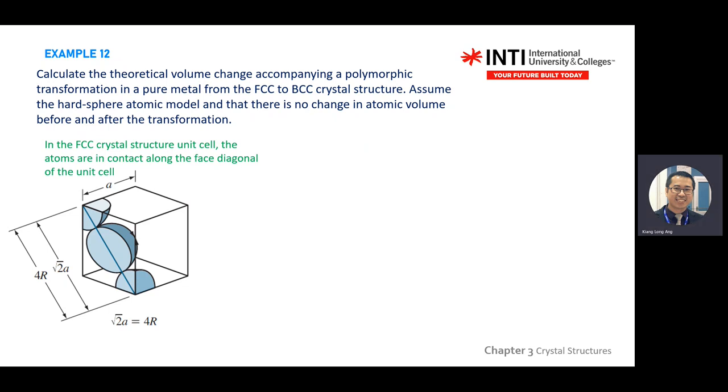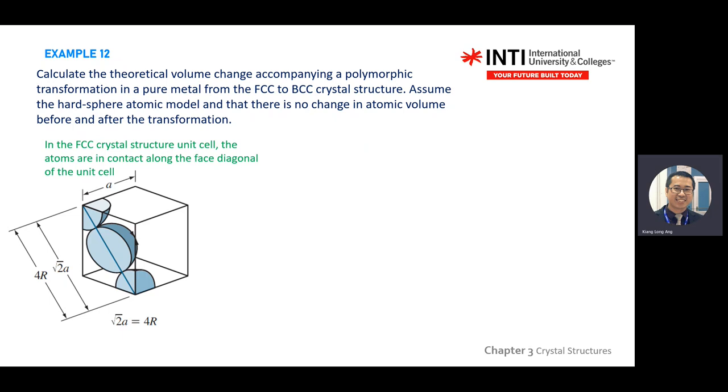For example, it asks you to calculate the theoretical volume change. You know how to calculate volume already. Right? So this one asks you to calculate the volume change, from one state to another state. For pure metal, from FCC to BCC, you already know how to calculate volume for FCC and volume for BCC. Now you apply what you learned previously in this question. Assume a hard sphere atomic model, that is, no change in atomic volume before and after the transformation.